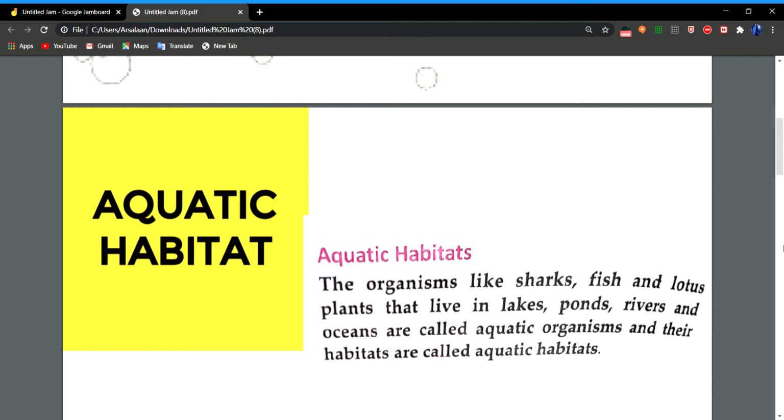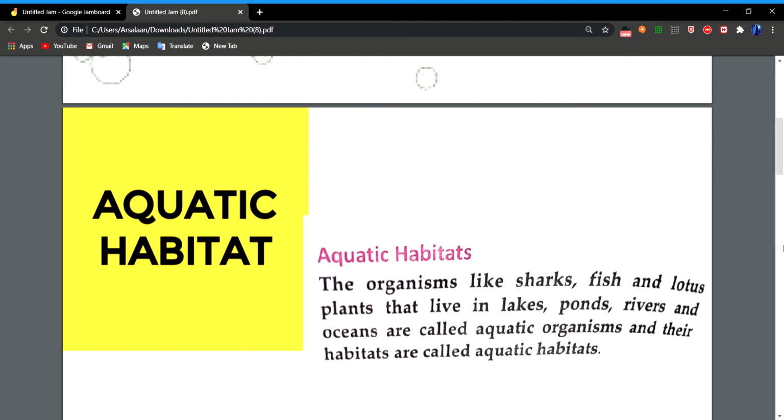Last period, we discussed terrestrial habitats. Now we shall take aquatic habitat. What was terrestrial habitat? Terrestrial means terra, which means land. So all animals and plants that live on land are called terrestrial plants and animals, and their place of living is called terrestrial habitat.